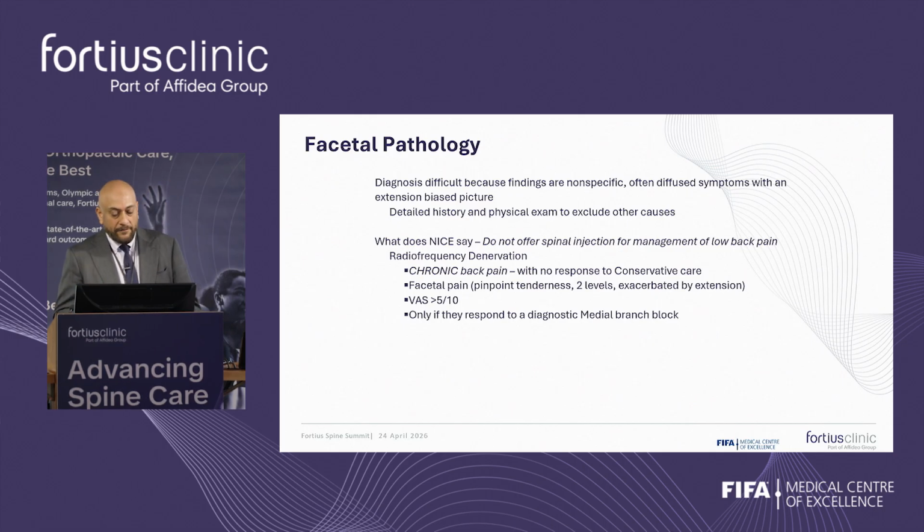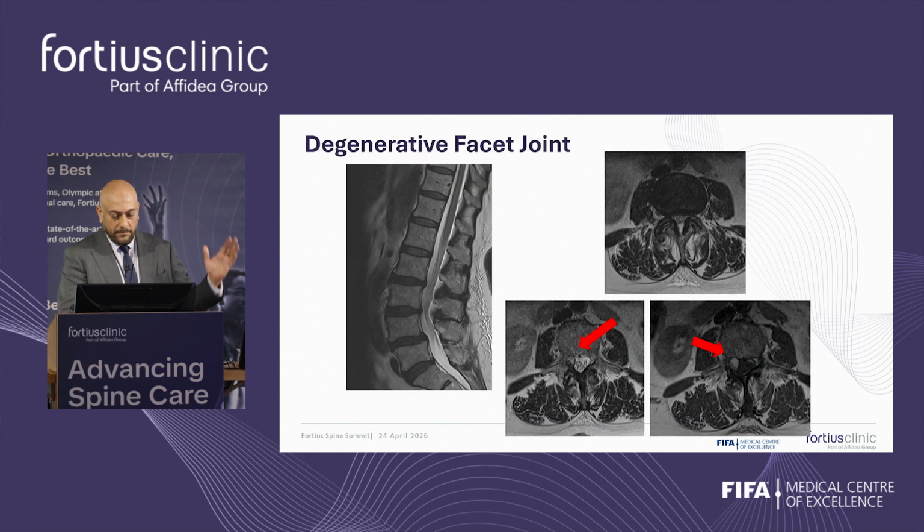So you have tried conservative treatment. They have had a visual analog scale score of greater than 5. They have responded to medial branch blocks. In these cases, you can offer them radiofrequency denervation. So this is one of the ways of treating facetogenic back pain based on a streamlined pathway.